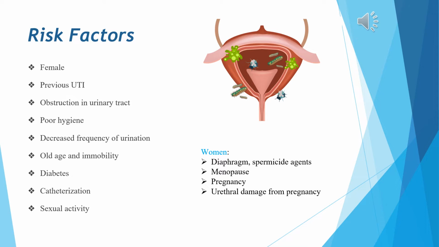Also, menopause. After menopause, a decline in circulating estrogen causes changes in the urinary tract that makes you more vulnerable to infection. UTIs are more common during pregnancy because as the uterus grows, its increased weight can block the drainage of urine from the bladder, causing an infection. After pregnancy, if urethral damage was made, there is higher risk for bacteria to be introduced into your urinary tract system as well.